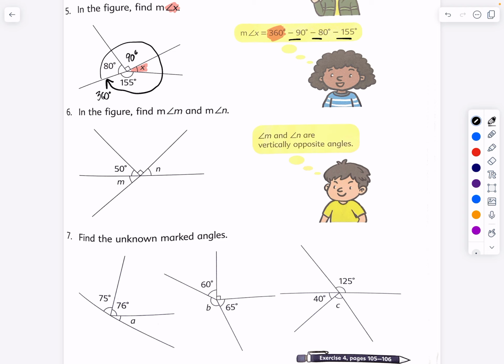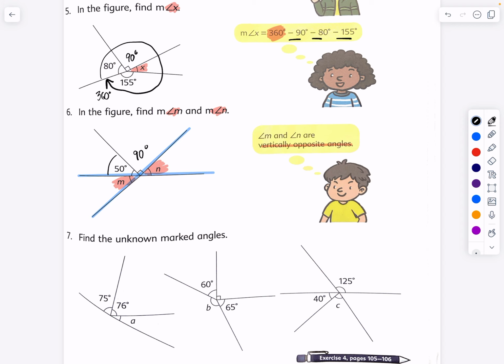Finally, problem number 6. In the figure, find M and N. I like to label my angles in red, the ones I don't know. And look, it says they're vertically opposite, meaning they were created with the use of straight lines. Let's highlight the straight line. Here you go. One straight line in blue highlighter, another straight line in blue highlighter. Fantastic. So let's fill in all the information we do know. We're given an angle of 50 degrees. Great. We are also given an angle of 90 degrees.